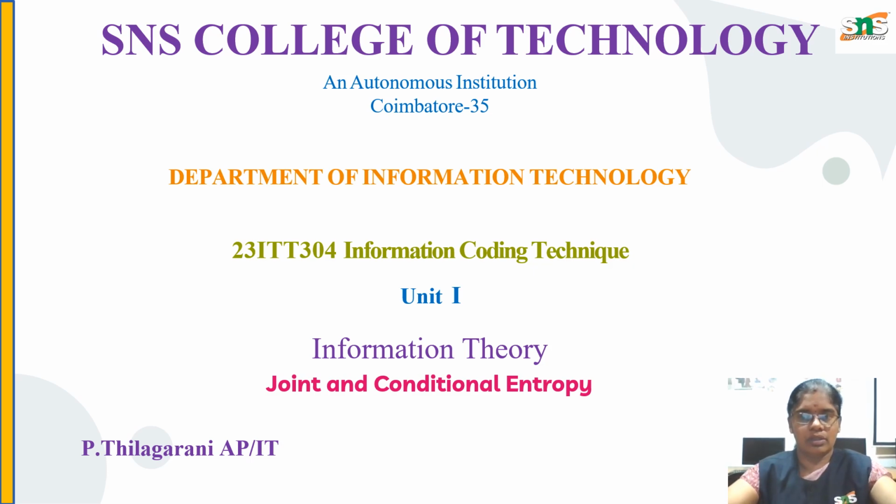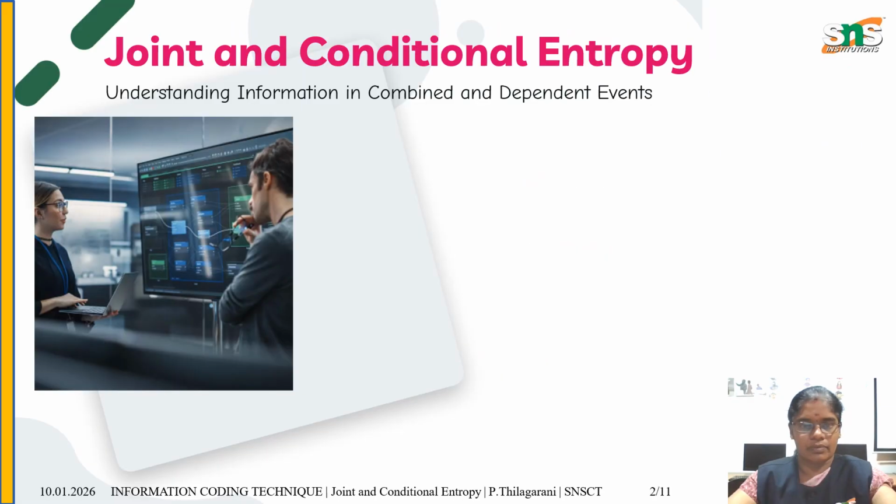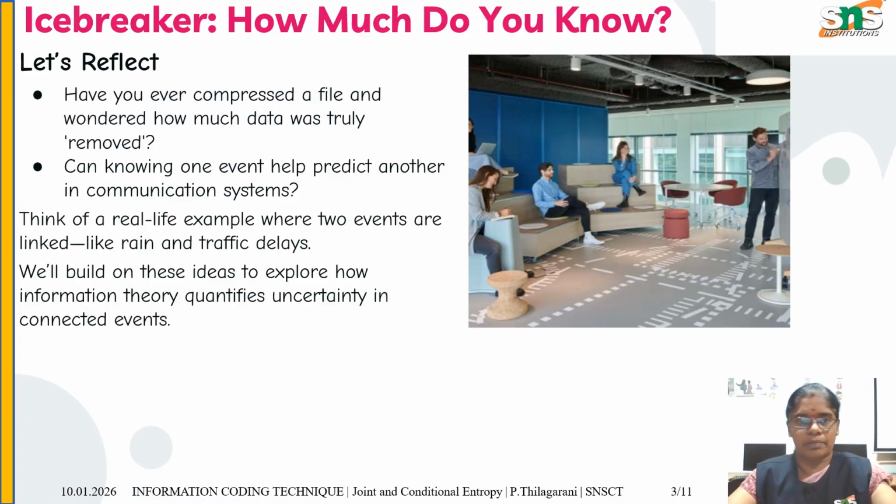Hello everyone. In this video, I am going to discuss joint and conditional entropy in information theory. Joint and conditional entropy means understanding information in combined and dependent events. This is called joint and conditional entropy.